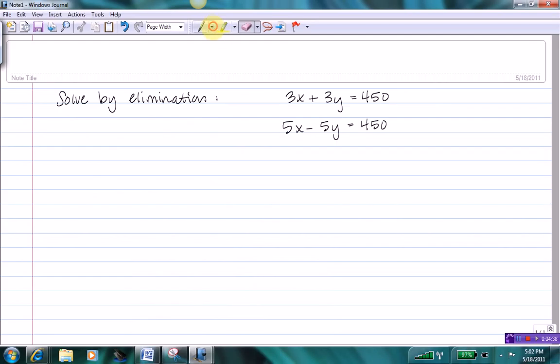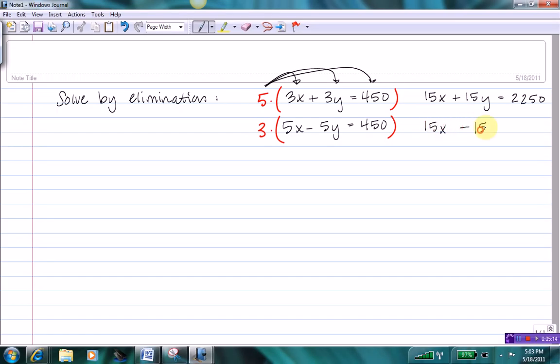So to solve this system of equations using elimination, I'm going to multiply the first equation by 5, and I'm going to multiply the second equation by 3. And look what happens here. If I multiply the first equation through by 5, I get 15x plus 15y. And when I multiply 450 times 5, I get a result of 2,250. And then multiplying the second equation by 3 gives me 15x minus 15y. And when I multiply 450 times 3, I get 1,350.